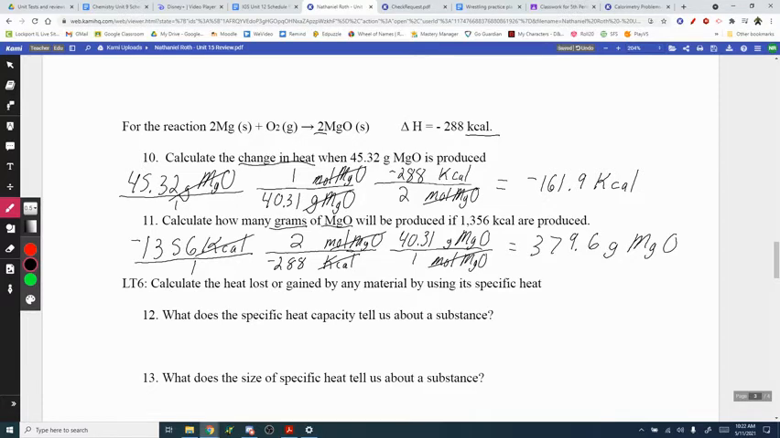Now, just to kind of clarify, this negative here, that was very important because our enthalpy is negative. And so this negative and this negative cancel each other out. Okay. If we didn't put this negative here, then our end answer would have been negative. And you cannot have a negative amount of grams. It just doesn't work. Okay. So if energy is produced and it's your given, it needs to be a negative. Okay.